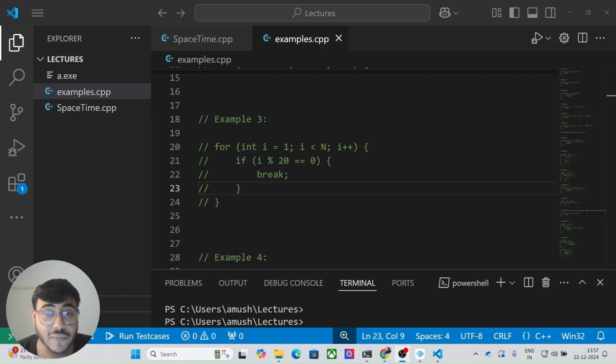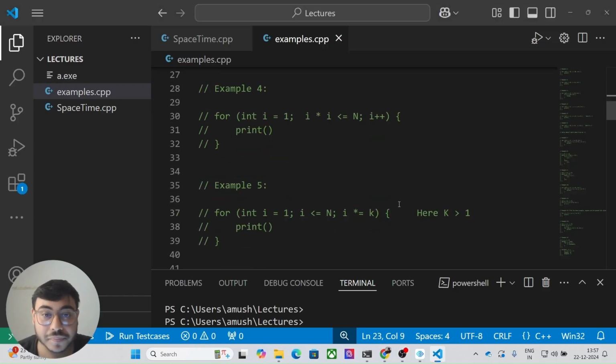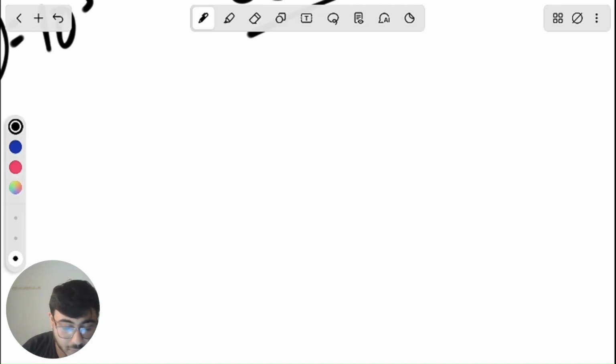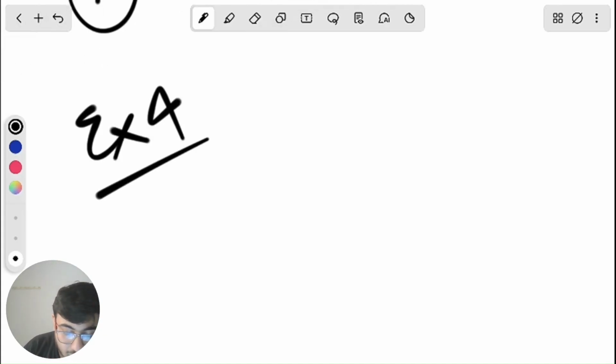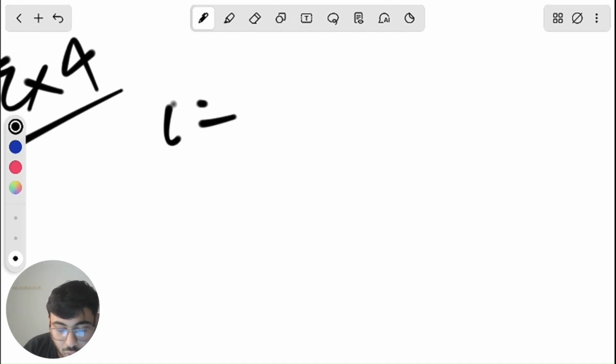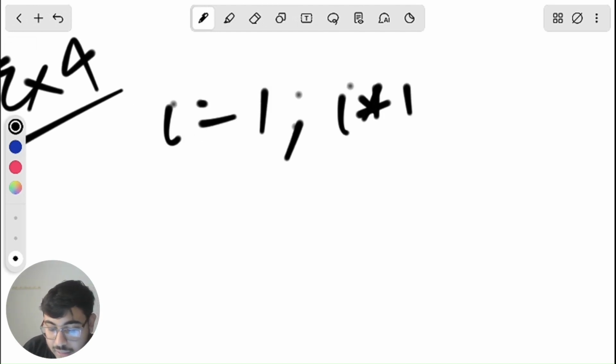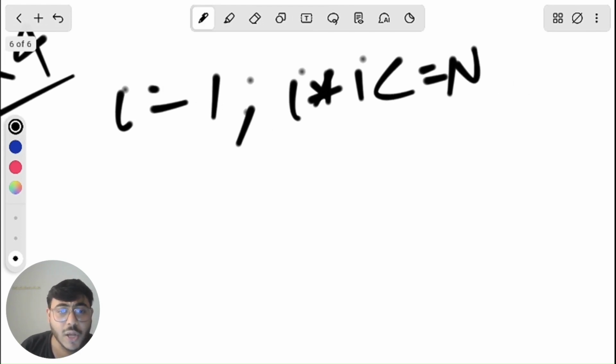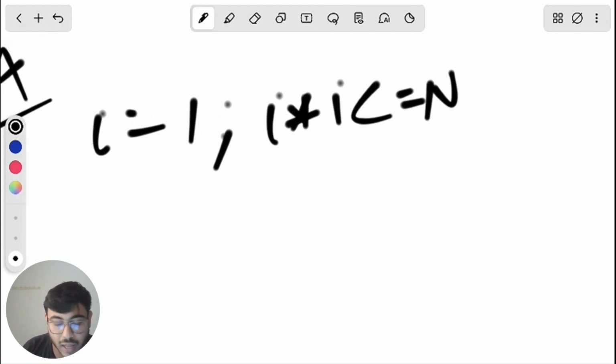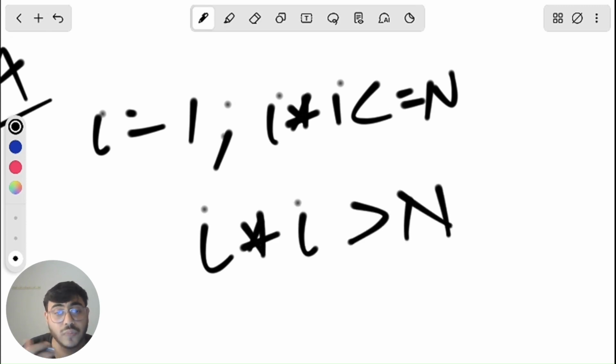Then we go to example number 4. Example number 4 is: i equal to 1, i less than n, i equal to 1, i into i is less than or equal to n, and i plus plus. So what is the runtime of this piece of code? Example number 4: i starts from 1 and goes up to i into i less than or equal to n, and i plus plus. Our loop will stop as soon as the value of i into i becomes greater than n.